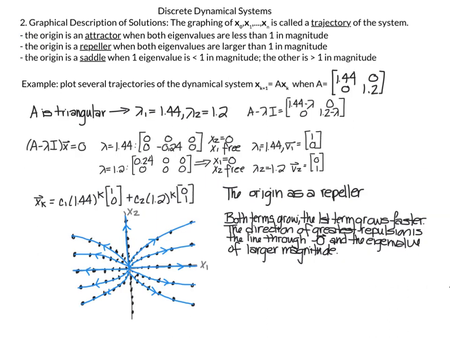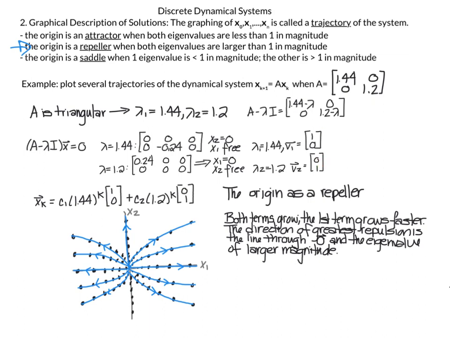Our next example is of a repeller here. So I'm going to put my arrow. And in particular, it's the 2 by 2 matrix with column vectors 1.44, 0, and 0, 1.2. Again, it's triangular, so it's easy to find our eigenvalues, 1.44 and 1.2, and then we can solve for our eigenvectors. So for 1.44, our eigenvector is 1, 0, and for 1.2, our eigenvector is 0, 1.